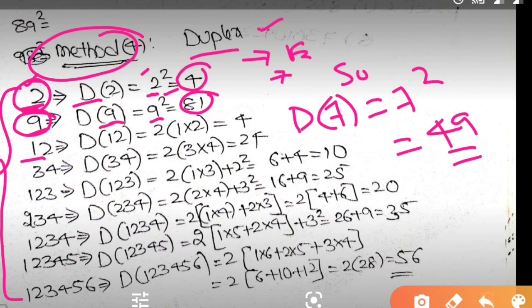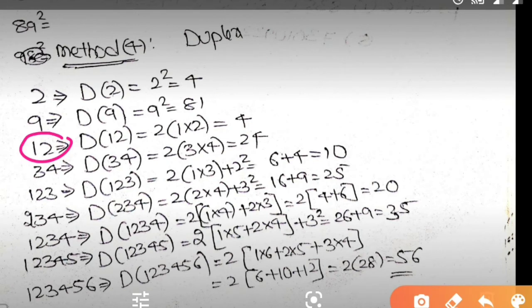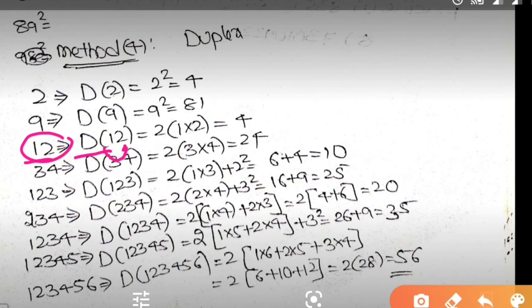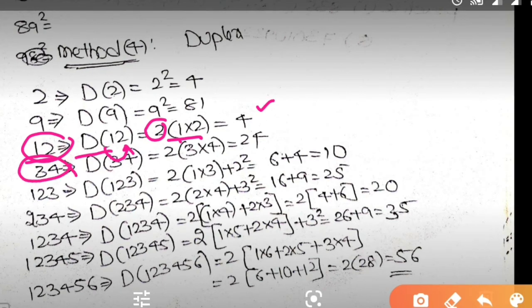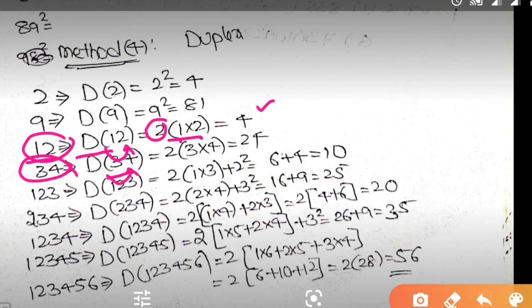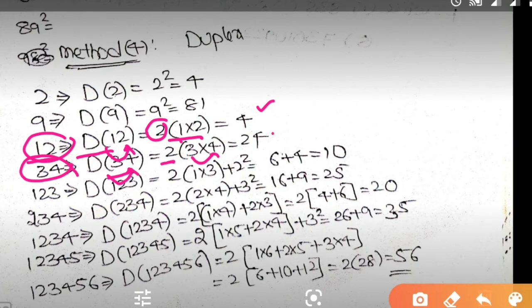If you want to find the duplex of 2 digit numbers, for example the duplex of 12, D12 equals, what you have to do? You have to multiply these digits between them and again multiply with 2. So 1 into 2 is 2, 2 into 2 is 4, 4 is the answer. Again, the duplex of 34: multiply these digits between them, again multiply with 2. So 3 into 4 is 12, 12 into 2 is 24, the answer.